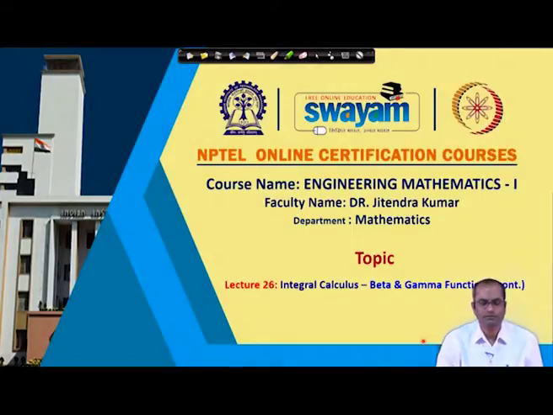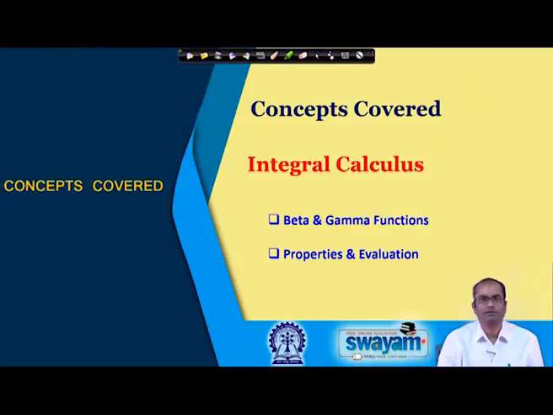Welcome back to the lectures on engineering mathematics 1, and this is lecture number 26. We will continue the discussion on beta and gamma functions. These are special types of examples of improper integrals, and today we will mainly talk about their properties and how to evaluate those integrals.